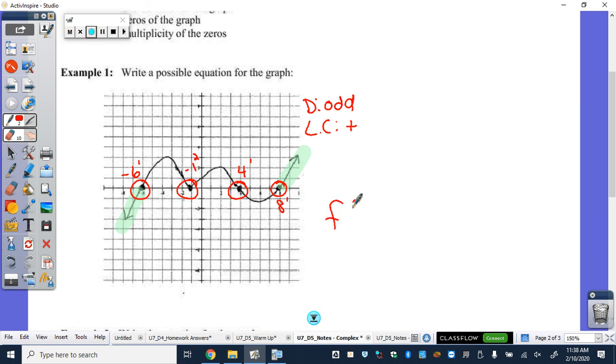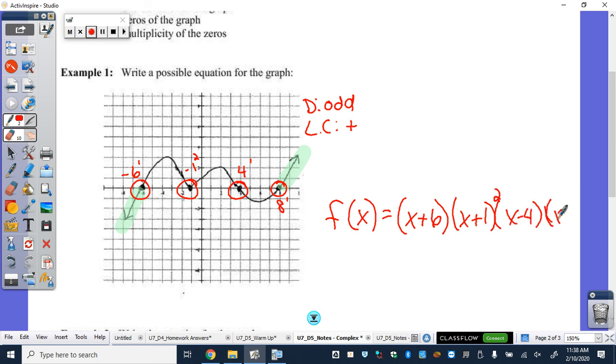So our equation, f of x equals, if our root value is negative 6, remember the factor is x plus 6, it changes the sign. And then we would have x plus 1, but that one would be squared because it bounces, and we said it had even multiplicity. And then x minus 4, and then x minus 8.